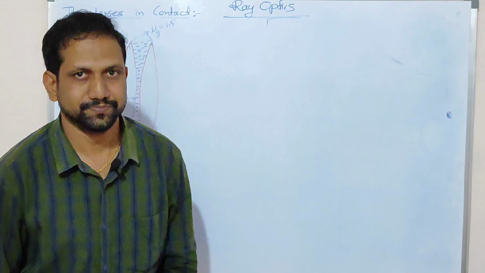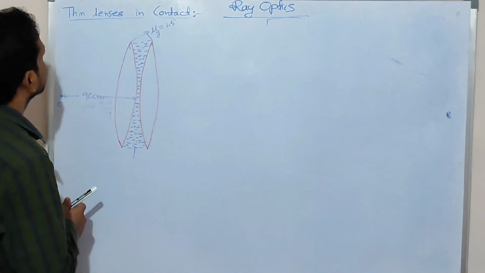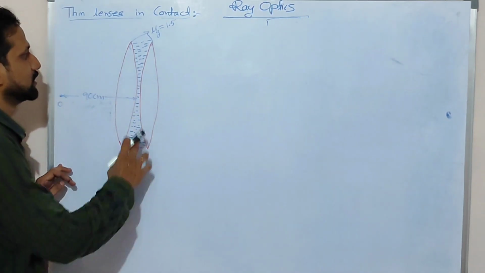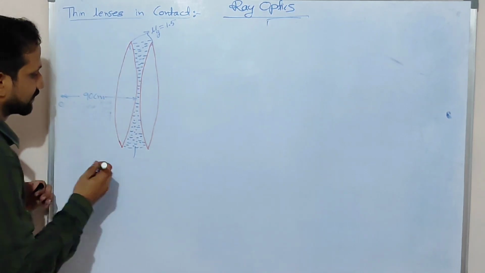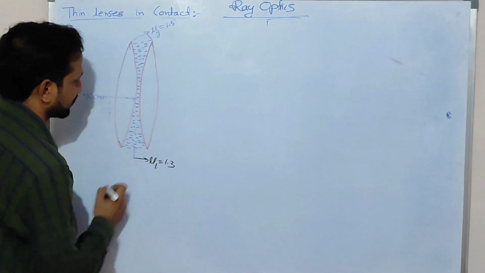Let us discuss a problem based on the previous model. This is the problem I have already written here. There are two convex lenses which are in contact. The gap between the lenses is filled with a liquid. The liquid's refractive index they will provide for us. Here it is 1.3.